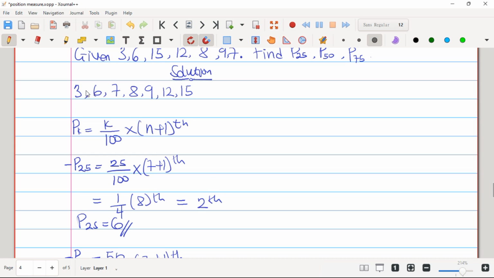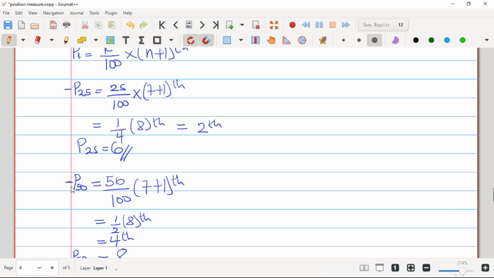So when we come to the arranged data, you choose what? Your second position. And our second position here is what? 6, right? Let's go to the next one. We have P subscript what? 50. So for P subscript 50, we are just going to replace where the K is by 50.